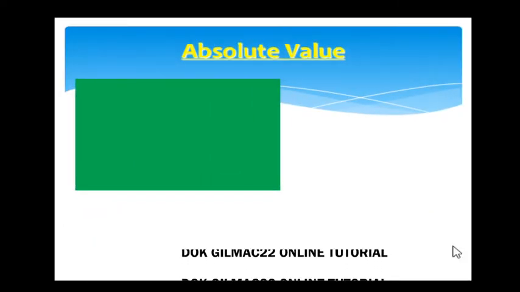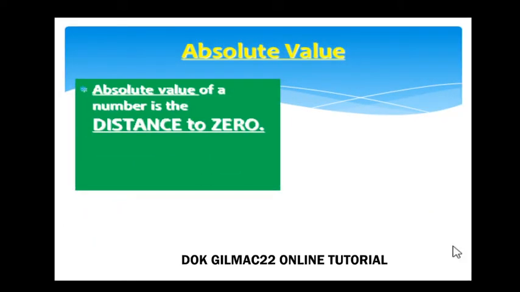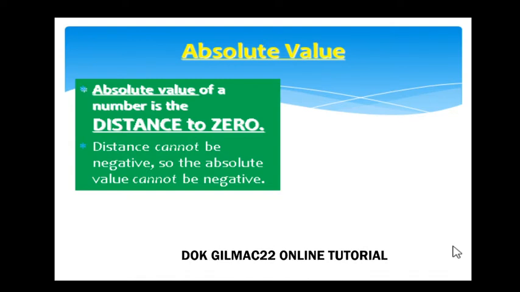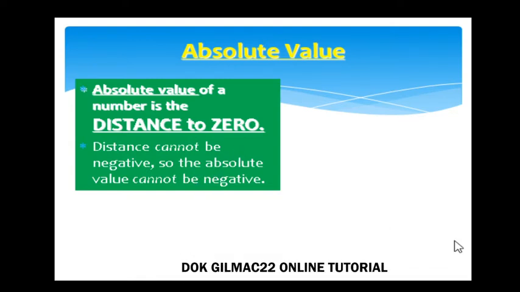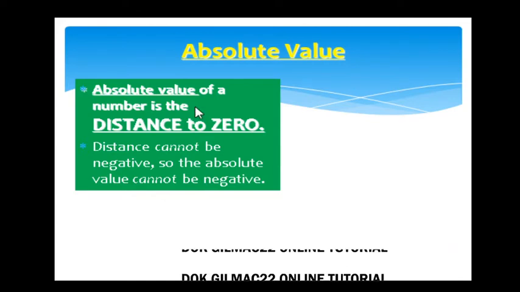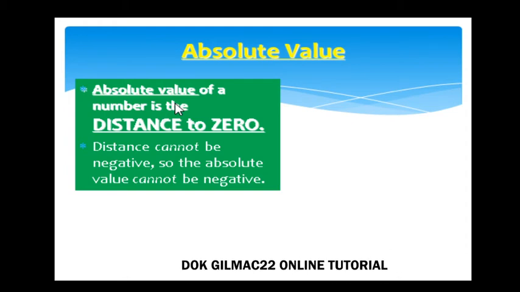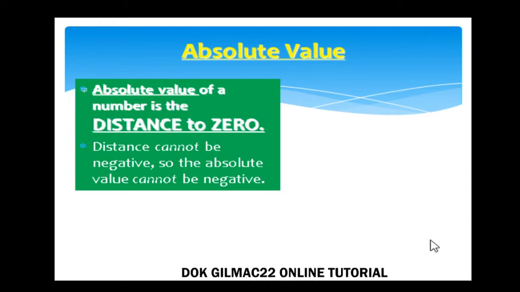What is an absolute value? Absolute value of a number is the distance to 0. Distance cannot be negative, so the absolute value cannot be negative. When we talk about absolute value, we simply mean the distance of a number from 0 in the number line.